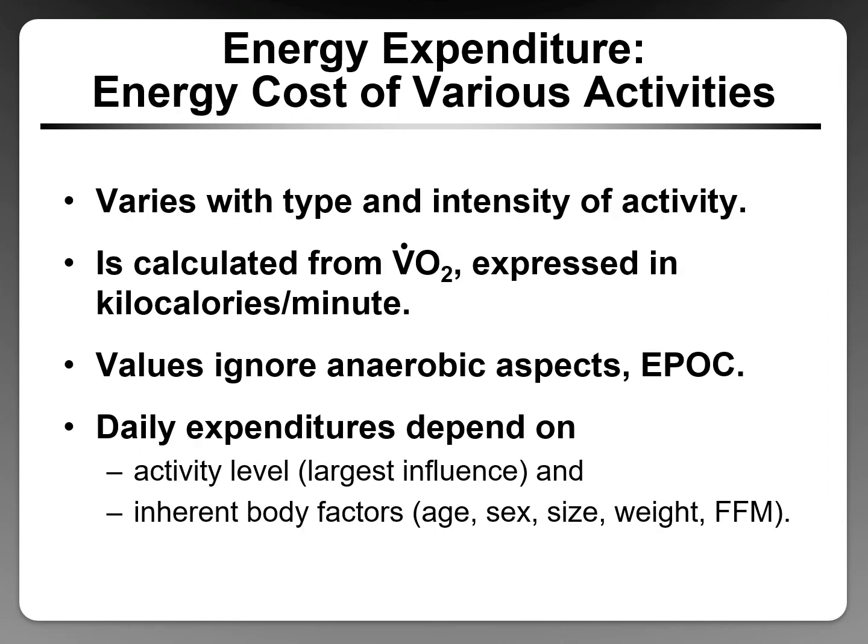So, switching gears again, we need to also look at the energy cost of various activities. This is because various activities are going to vary with their cost from type and intensity of that activity. So, we calculate this from our VO2 and express it in kilocalories per minute. So this means that typically to run a mile, we say it costs around 200 calories. However, when we use these values, it completely ignores any anaerobic components or our EPOC.